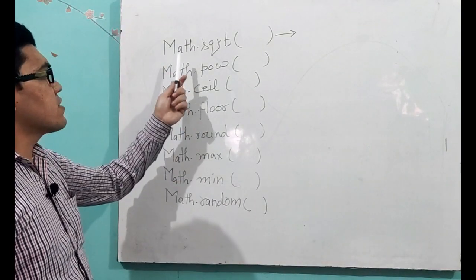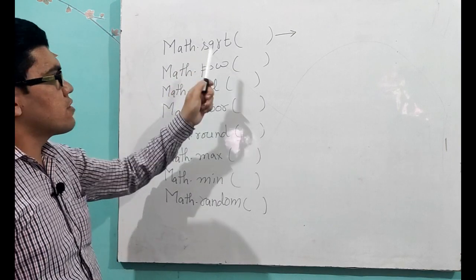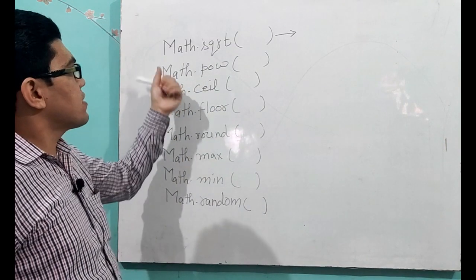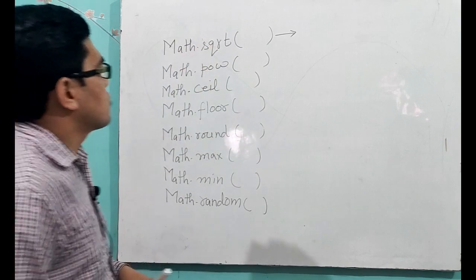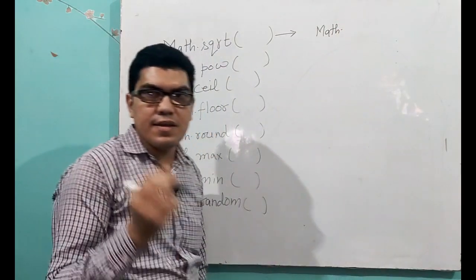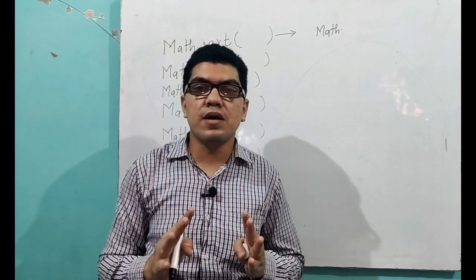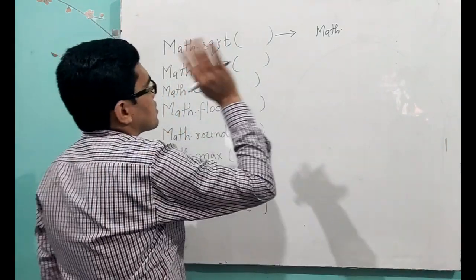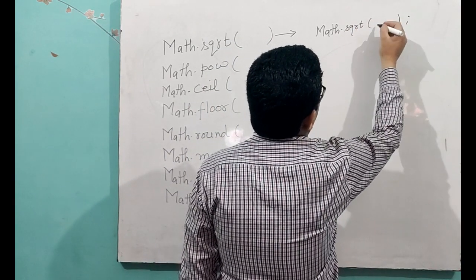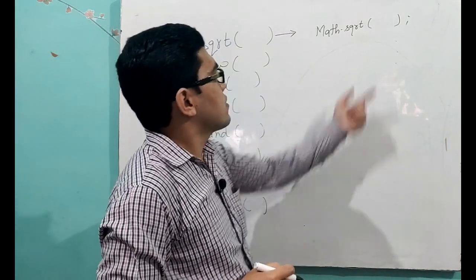The first function that we are going to discuss is Math.sqrt. The function name here is sqrt, and Math is the class name. So we will write Math, then the function name. Math.sqrt is used to calculate square root. Whenever you need to calculate the square root of a number, you will use the Math.sqrt function. And here you have to write an argument. Argument means the number for which you want to calculate the square root.